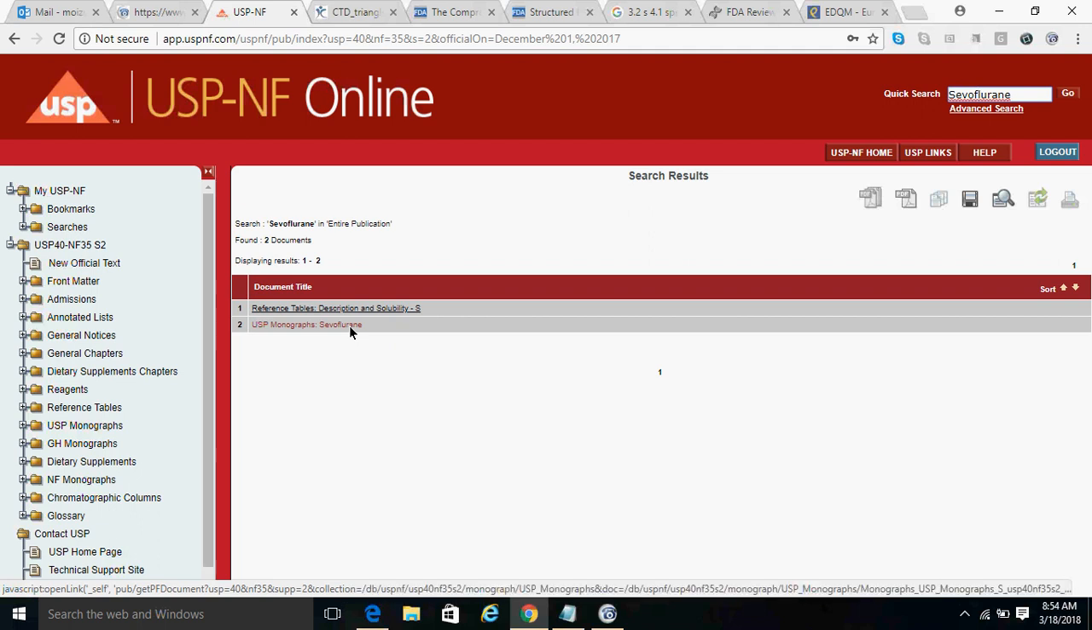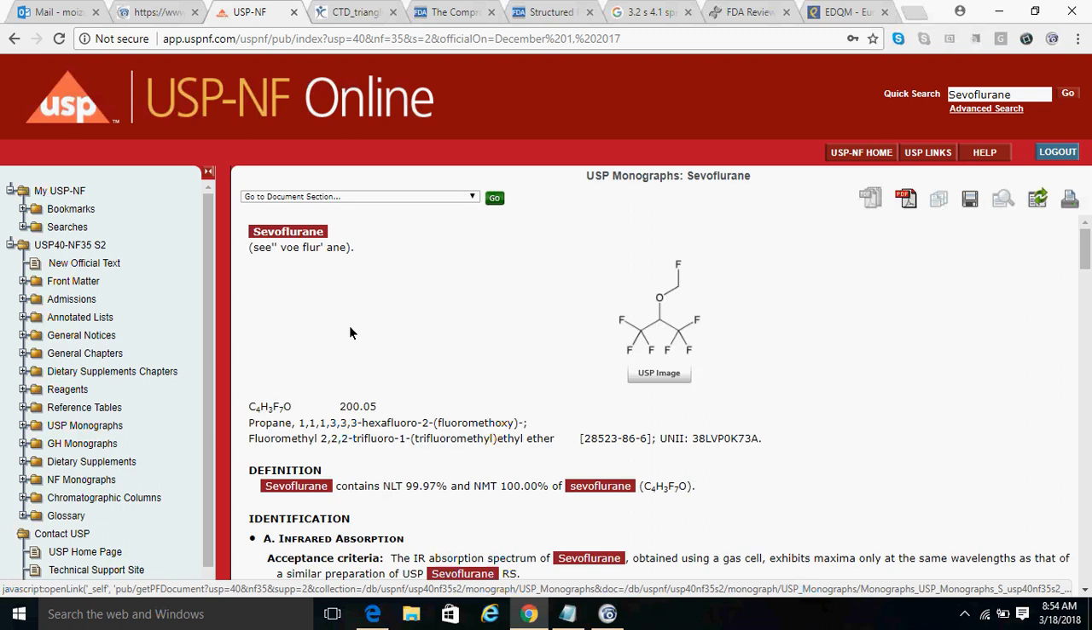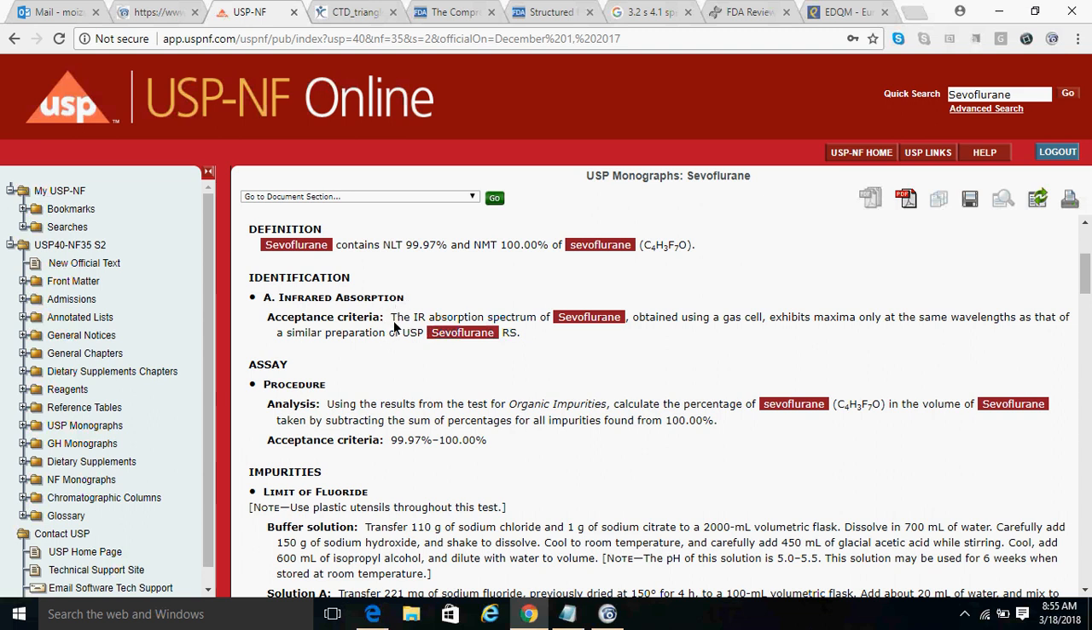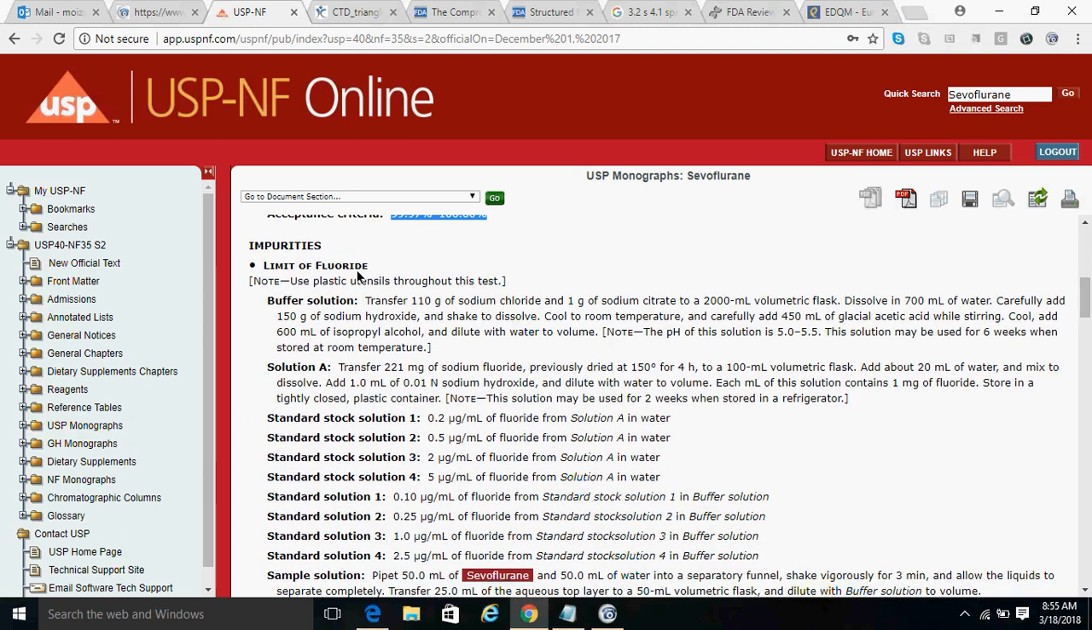So the USP monograph, this is important. If you are working on a specification, if your director or your manager tells you that you are working on sevoflurane, then the best thing is to try to get a USP monograph for it. It is helpful. Why? Because it will tell you what is the structure, what is the name of that structure, what identification test they have to perform, and if they perform the assay, what is the limit for that assay of your drug substance. Each and everything they'll tell you. For example, for impurities, limit of fluorides, buffered solution, solution A, and this is the method they use.